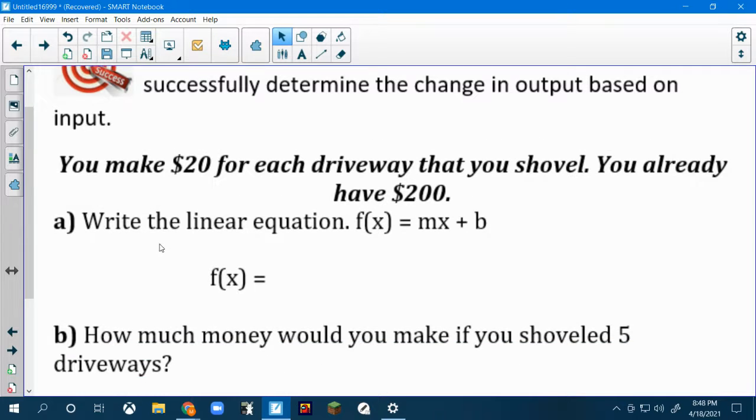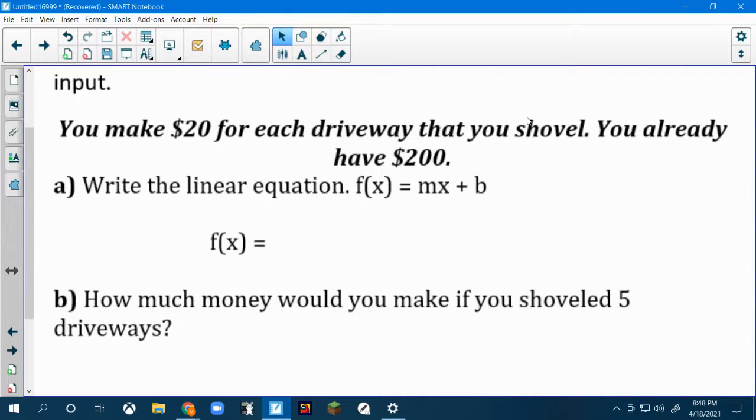So let's start here with this example. You make $20 for each driveway that you shovel. You already have $200. You want to write a linear equation in the form f of x equals mx plus b. It's linear, remember y equals mx plus b, and y and f of x are the same thing. So we're just substituting f of x for y.